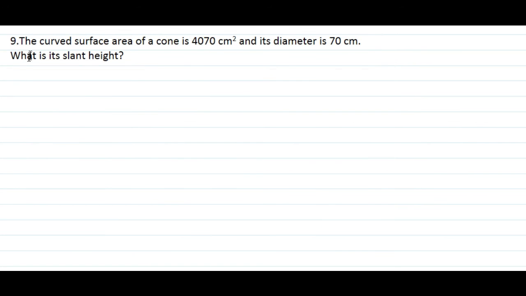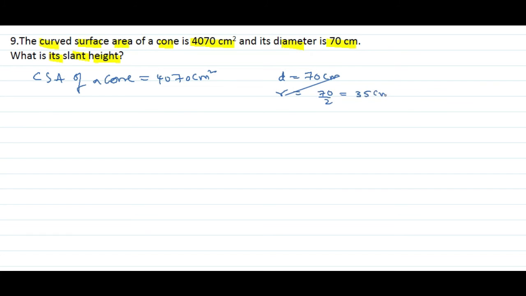Next question, 9th one. The curved surface area of a cone is 4070 centimeter square and the diameter is 70 centimeter. What is its slant height? Here given CSA, curved surface area of a cone, is equal to 4070 centimeter square. Given diameter is equal to 70 centimeter, then radius is equal to diameter by 2, which is equal to 35 centimeter.